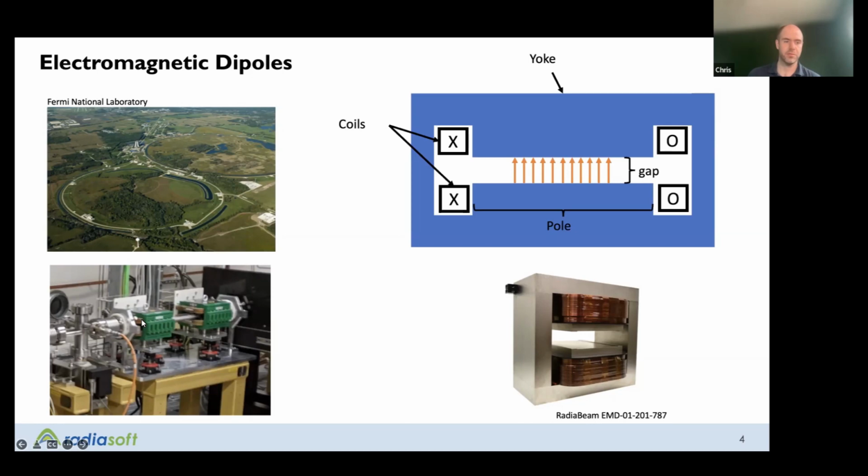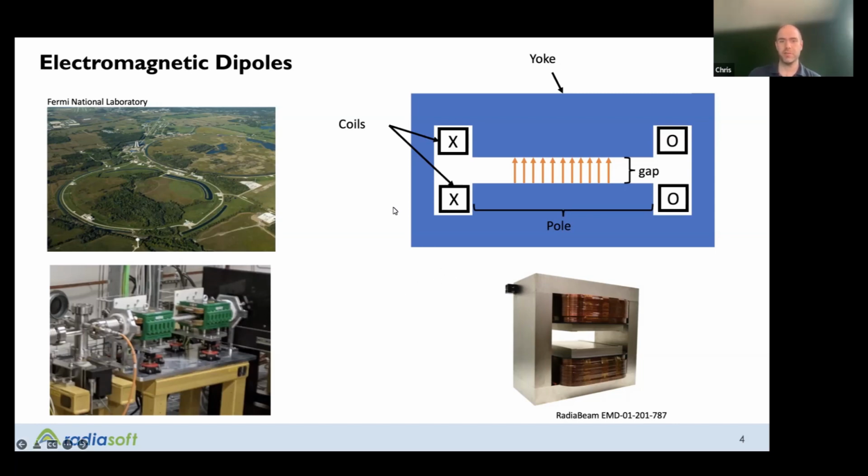You can also use dipoles in a lot of other applications. Here are a couple installed on a beamline down below, these green boxes. These are the first two dipoles in a 4-dipole chicane that's being used to manipulate the longitudinal phase space of a passing charged particle beam.